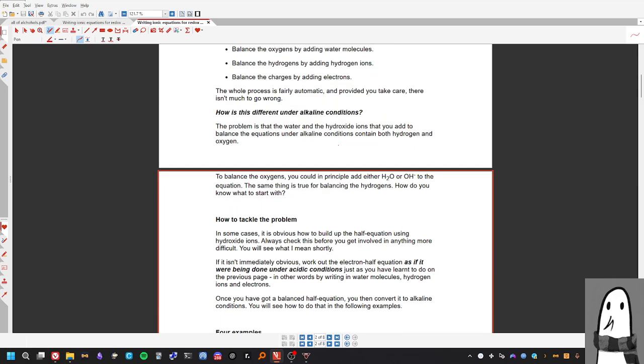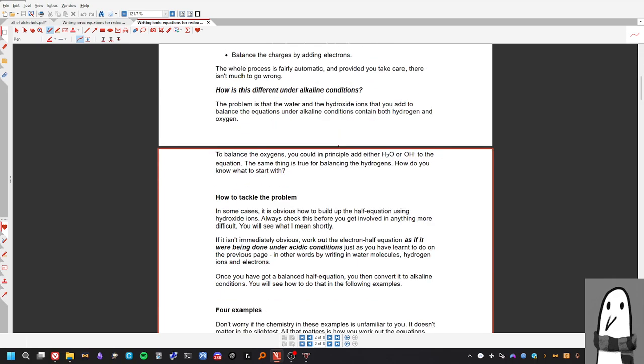How is it different under alkaline? Well, the water and hydroxide ions that you add to balance the equations under alkaline conditions contain hydrogen and oxygen, H2O and OH minus. When you balance the oxygens, you could, in principle, add either H2O or OH minus to the equation. The same thing is true for balancing hydrogens. How do you know what to start with?